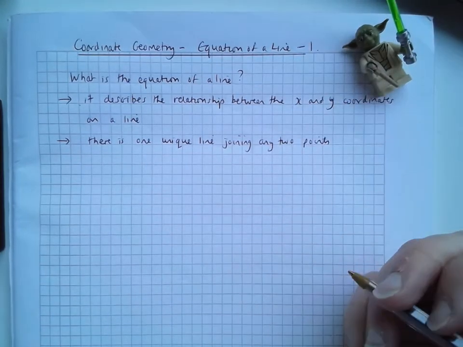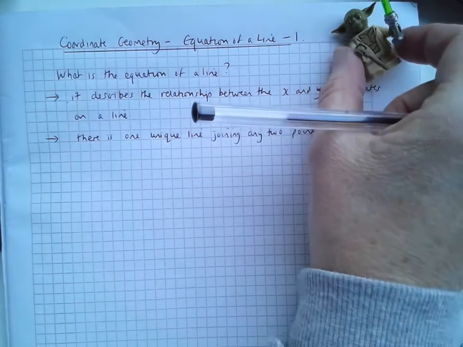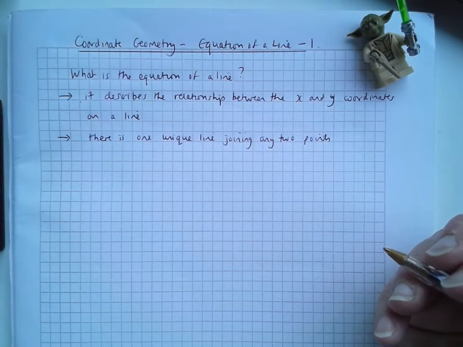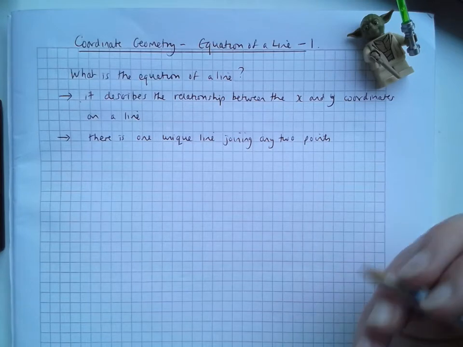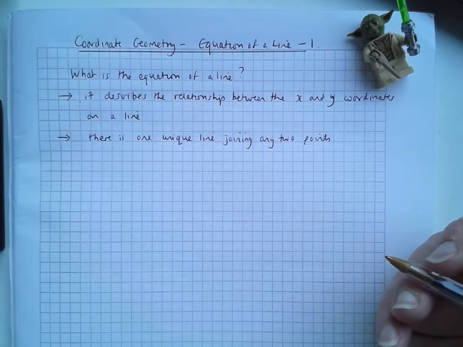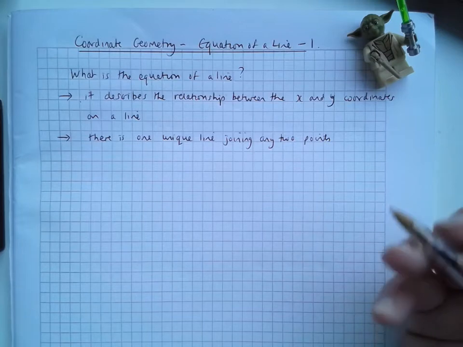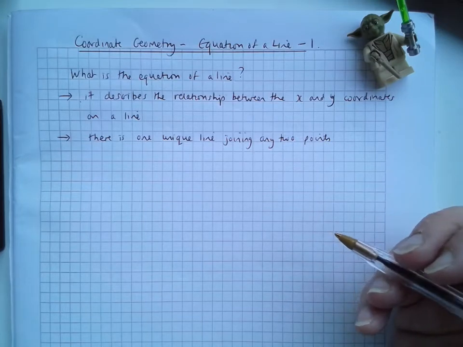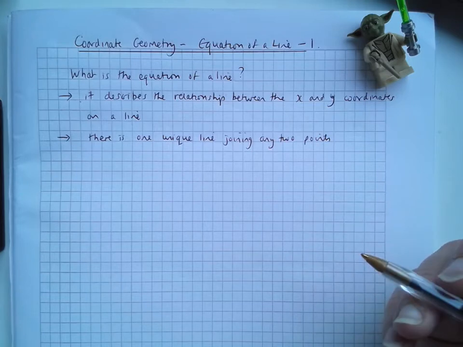And what we're looking at today is just the basic stuff: what is the equation of a line, and how can we find that equation if we're given certain information. Just a quick reminder that the equation of a line describes the relationship between the x and y coordinates on a line. I'll talk about that more in a moment.